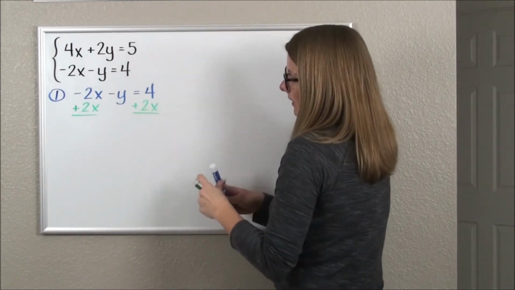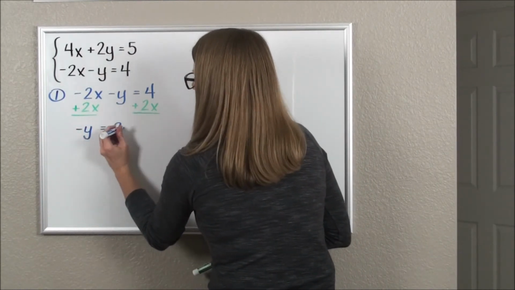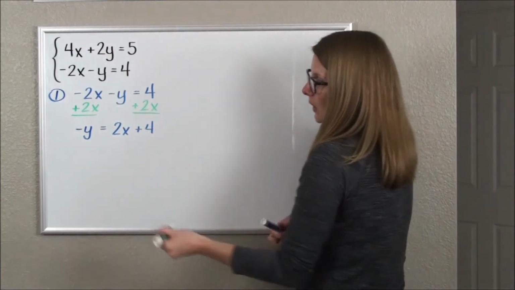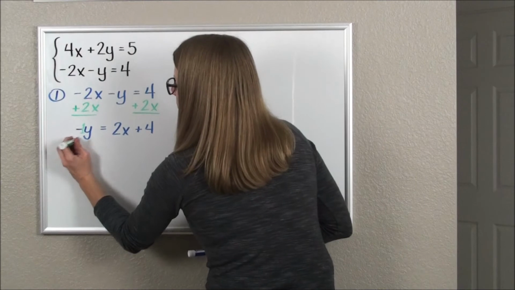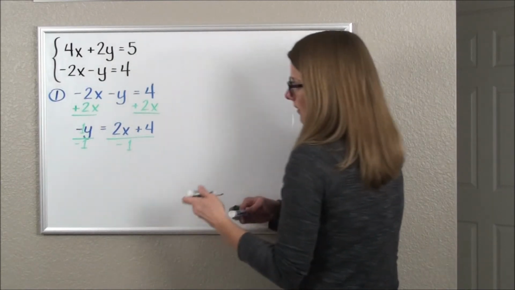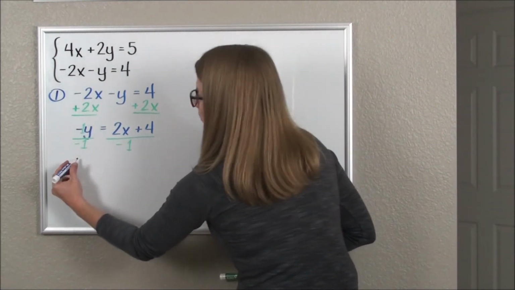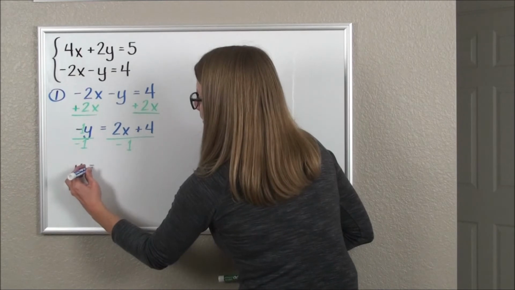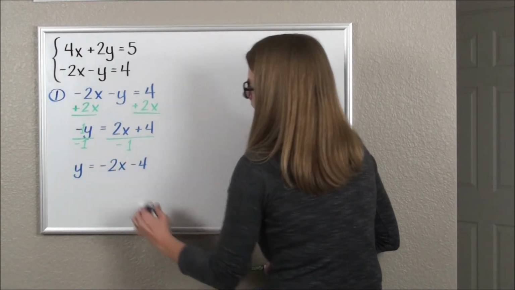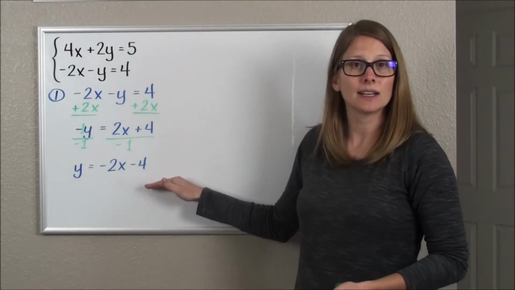And so now I have negative y on the left. On the right, I have 2x plus 4. To get the y totally isolated, I divide by the negative 1 coefficient that's technically in front of it. And again, negative 1 is not going to change any of the numbers, it's just going to make all the signs different. So negative y turns to positive y, positive 2x turns to negative 2x, and positive 4 turns to -4. So again, what I've done is I've chosen an equation and isolated one of the letters.